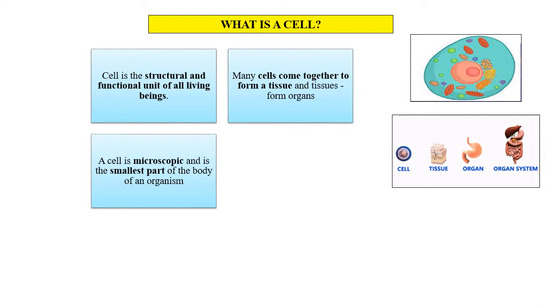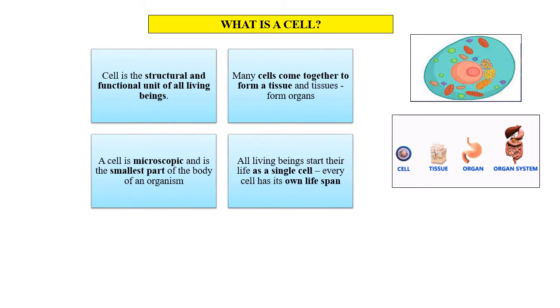It is the smallest part of the body of an organism capable of independent existence. All new cells arise as a result of division of pre-existing cells. All living beings start their life as a single cell. Every cell has its own lifespan. The old and worn out cells are continuously replaced by new cells.